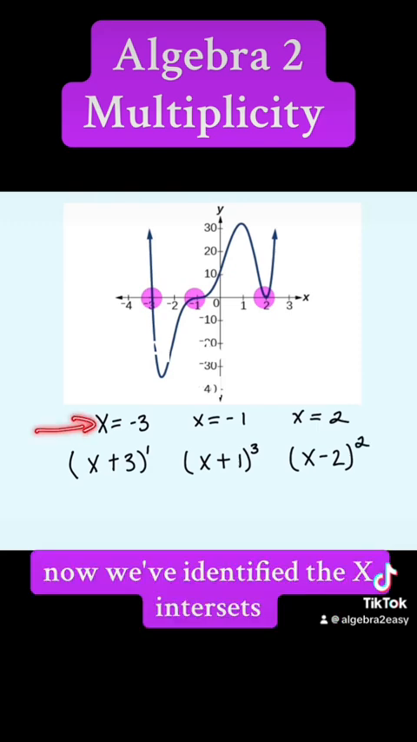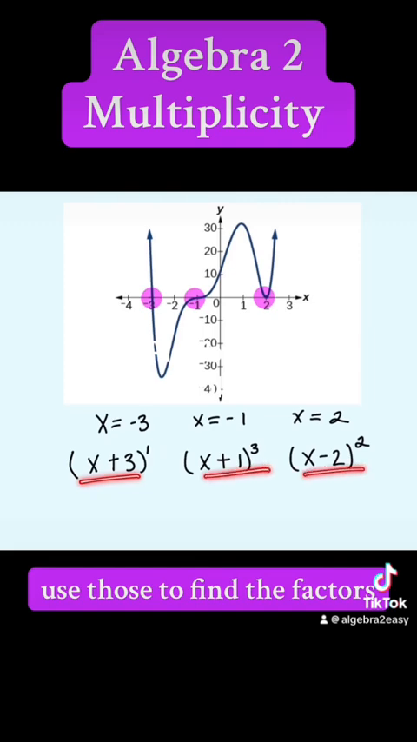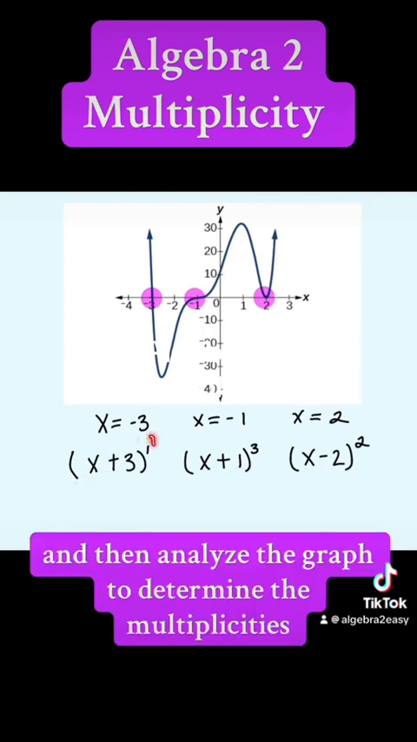Now we've identified the x-intercepts. Use those to find the factors, and then analyze the graph to determine the multiplicities.